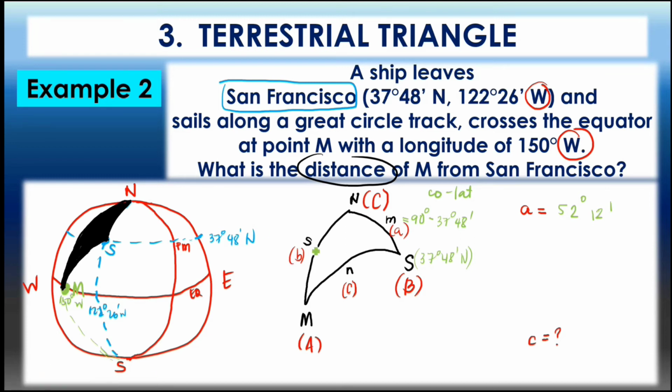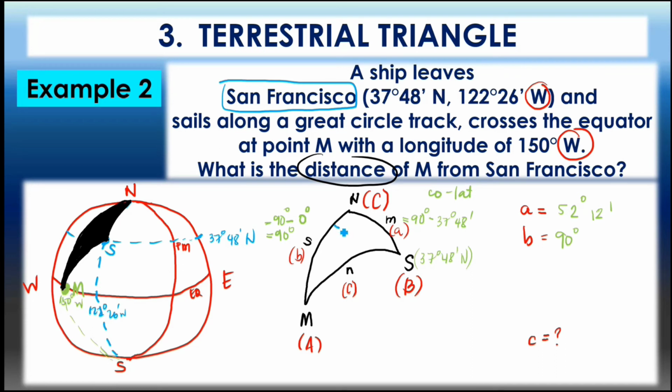And then for B, that is actually the small s. So we have here 90 degrees minus, what is the latitude of M? Since M is on the equator, its latitude is 0. So this is 90 degrees minus 0 degrees. So our B is 90 degrees.